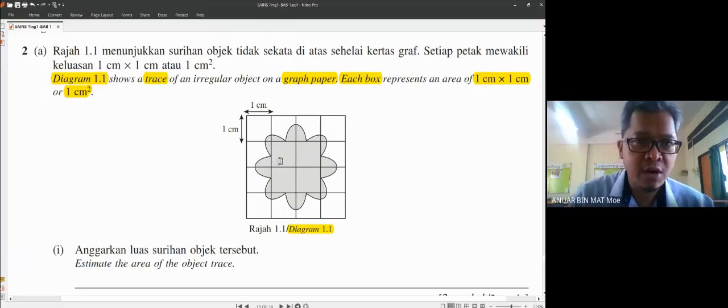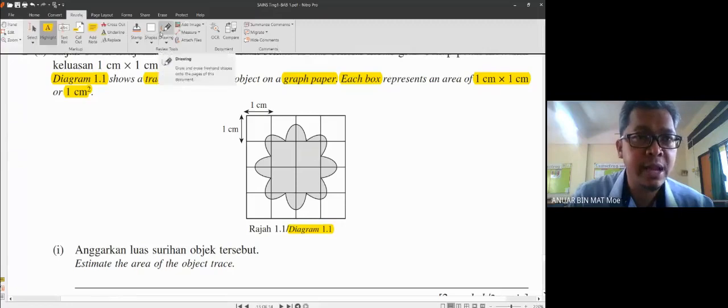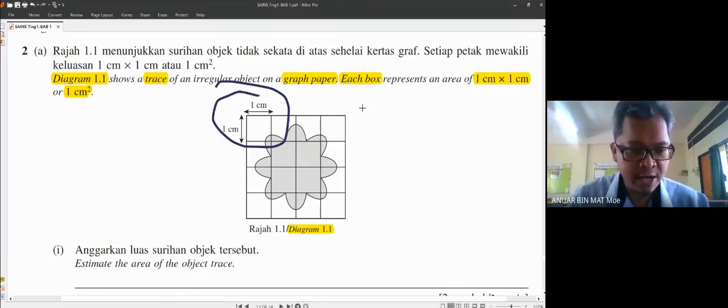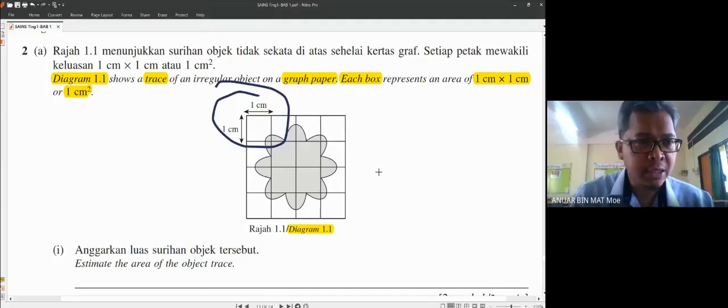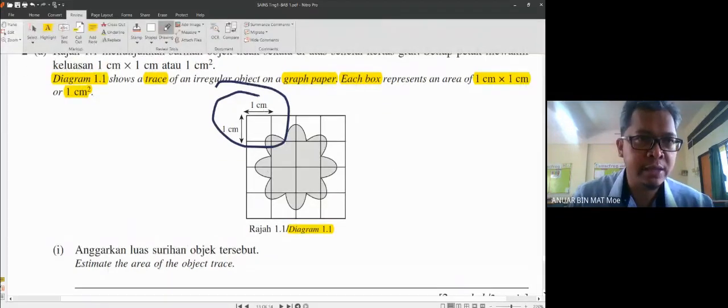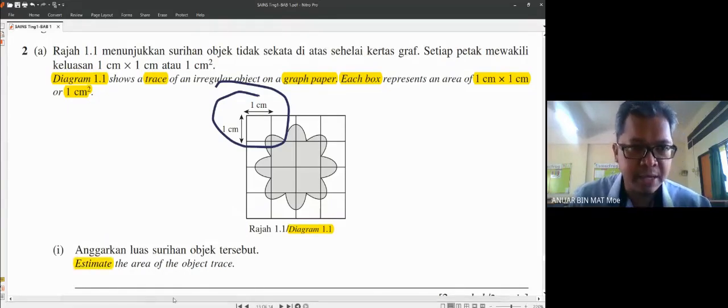So you have the irregular object traced on the graph paper, and you can see the area of each box is about 1 centimeter square. After you understand the situation and analyze all the information, you must then read the question. What is the question keyword? What is the requirement of the question? Question 2A1: estimate the area of the object traced.